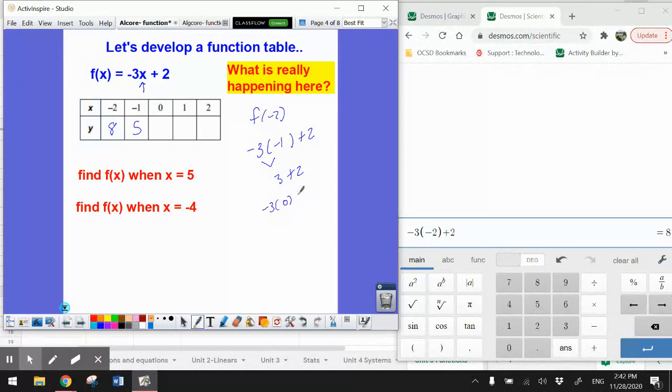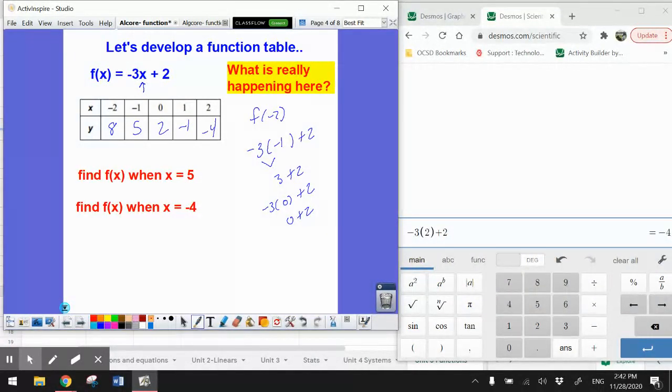And we can do the same thing with a 0. Negative 3 times 0 is 0. 0 plus 2 is 2. And I can go back and use my calculator. Make that a 1. Negative 3 times 1 plus 2 is negative 1. And change the 1 to a 2 to get my last value. It gives me a negative 4.